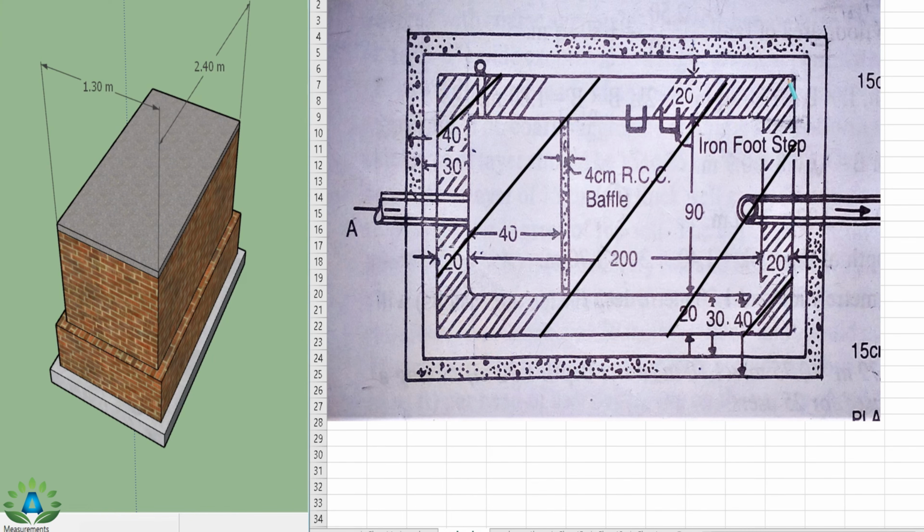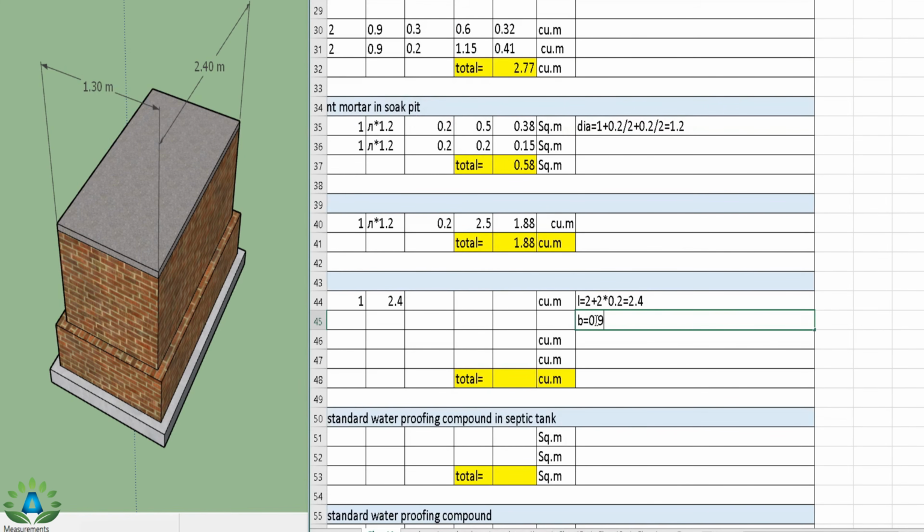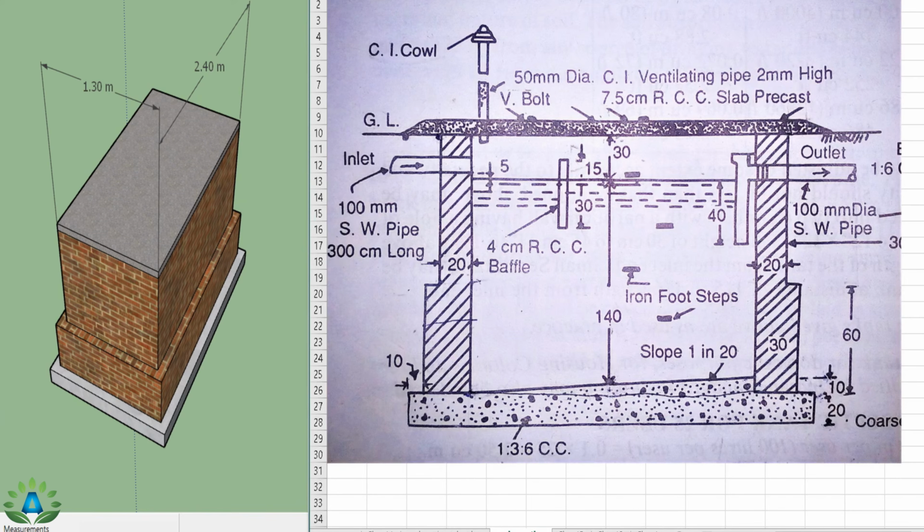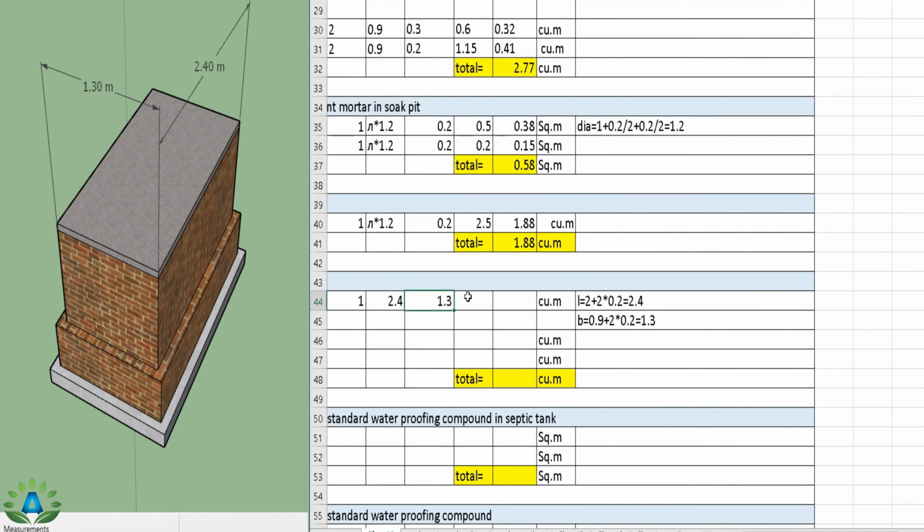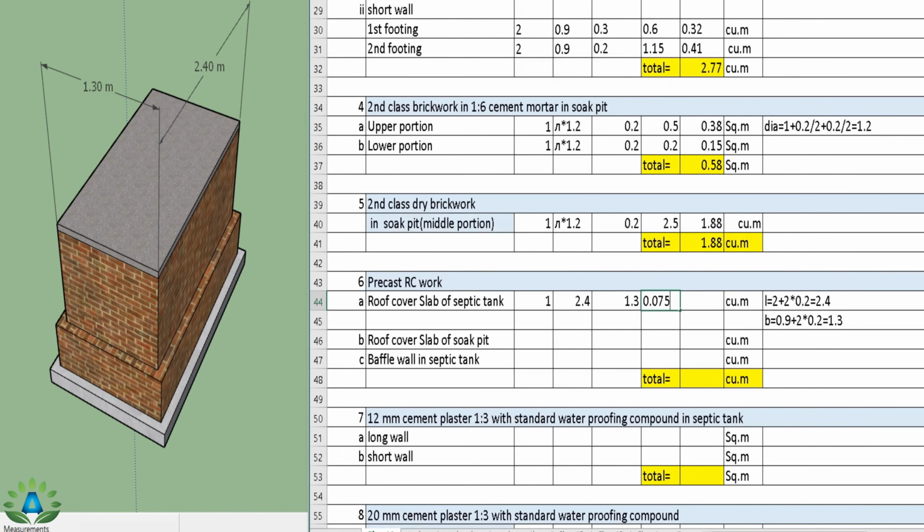Roof cover is placed in this way. That means we have to find the width from this point up to this point, that is 90 plus 20 plus 20, that is 1.3 meter. Here also we can visualize this is 1.3 meter. So width equals to 0.9 plus 2 into 0.2 meter wall, that is 1.3 meter. And the height of this RCC slab portion is 7.5 centimeter, that is 0.075. So the total quantity is 0.234.